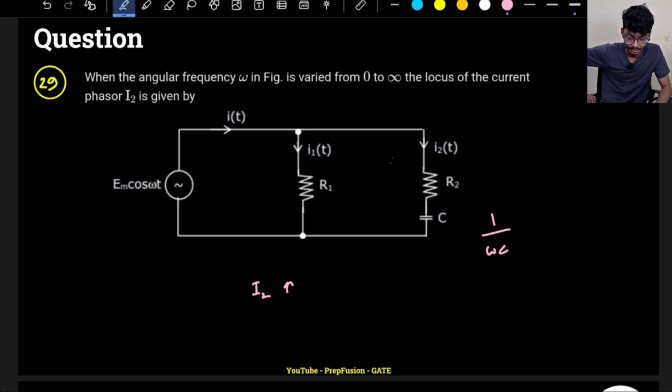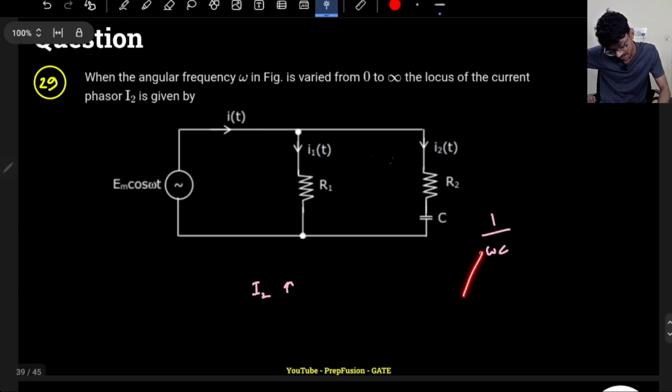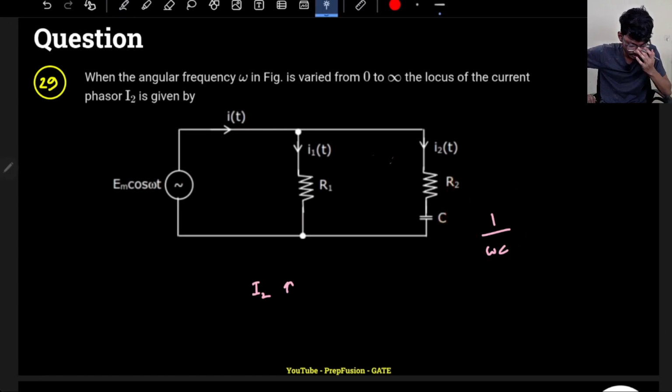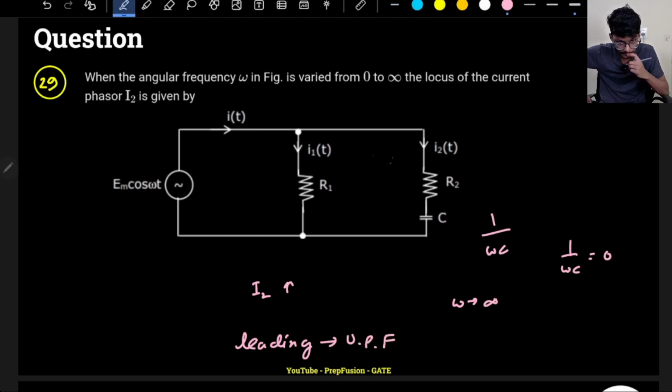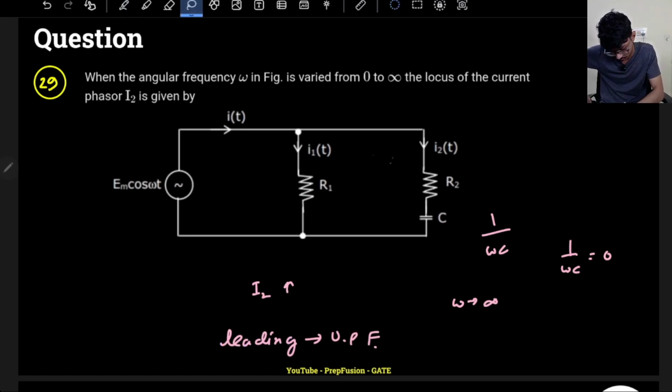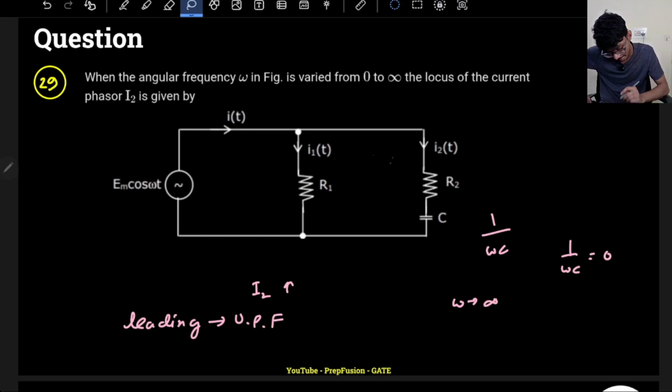What about the next part? If my omega is increasing, the capacitive behavior will go down. So from leading it will go towards resistive, because when omega is infinity, this 1 by omega C will vanish, it will be 0 only, so it will be a purely resistive circuit. So my angle will start from a leading behavior, then it will go to unity power factor. That's how it will go.